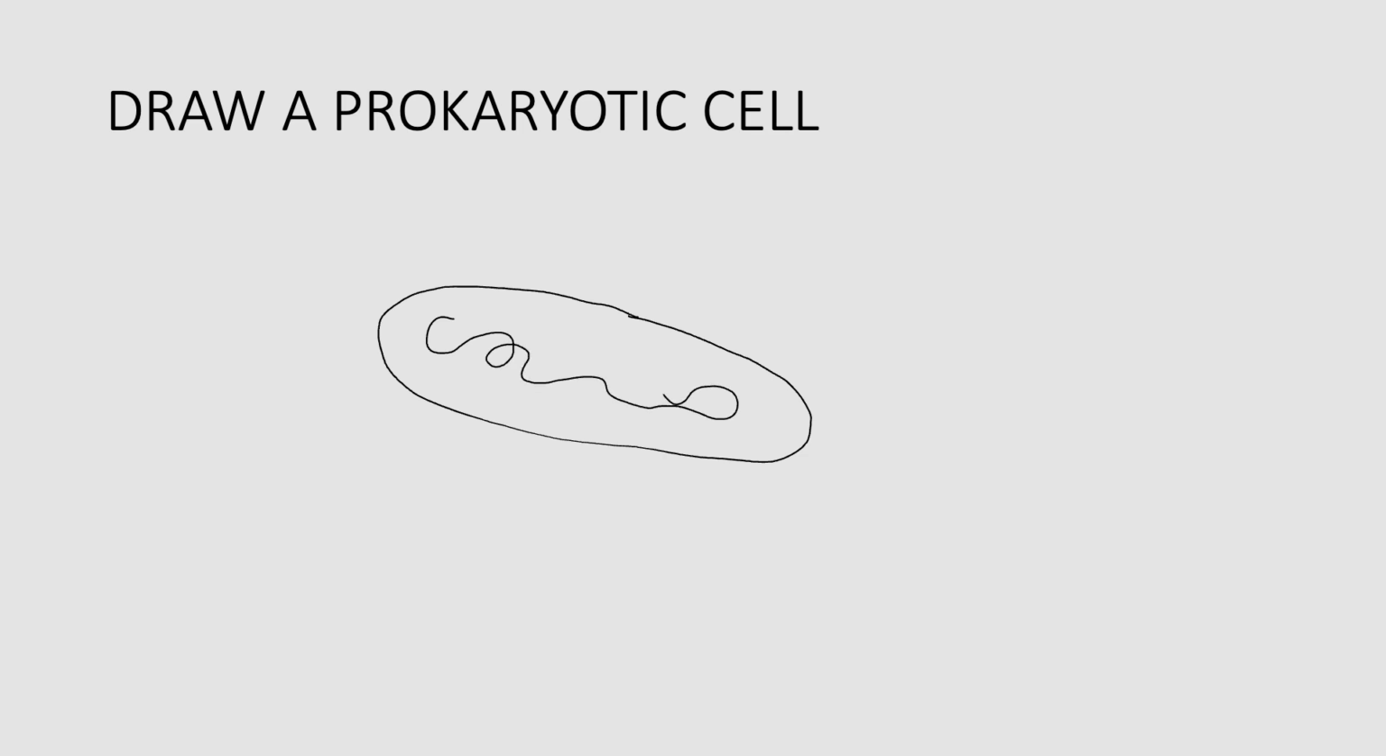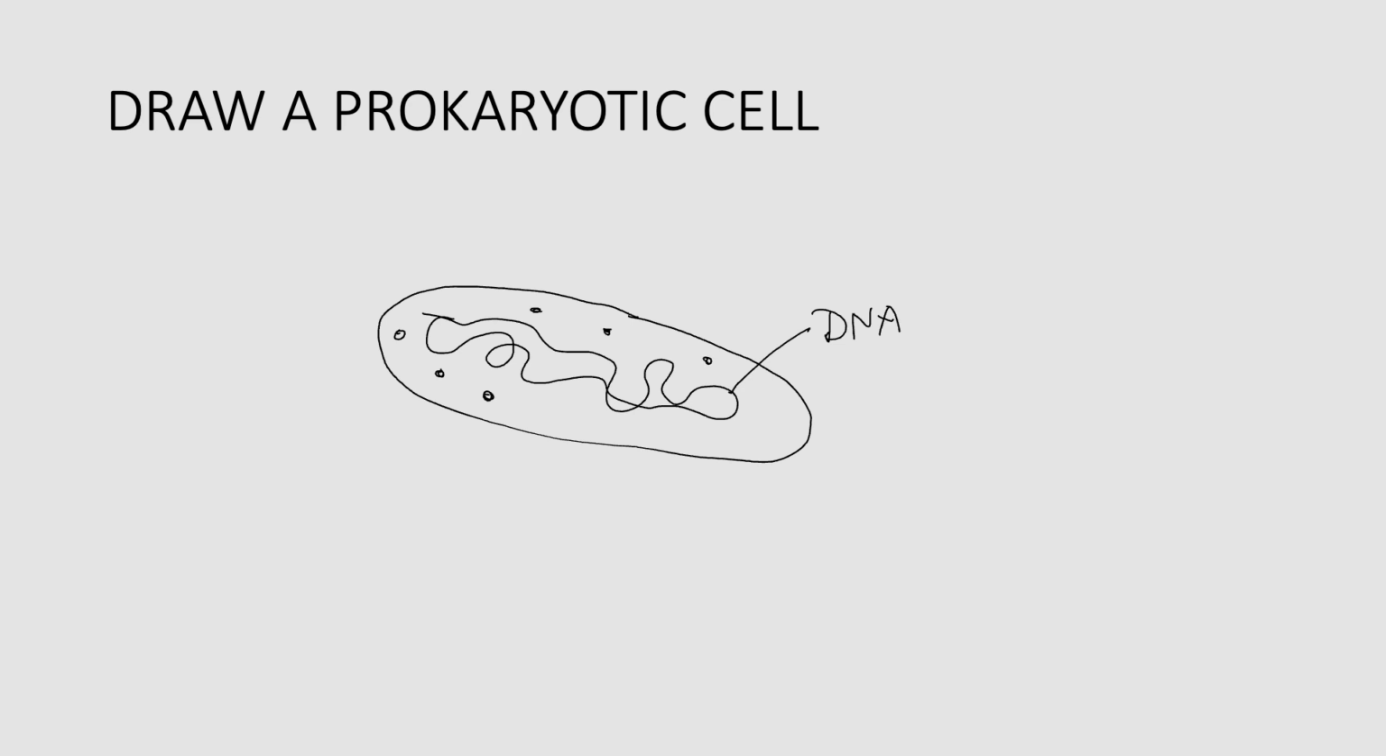So let's draw what a prokaryotic cell is going to look like. I usually start by drawing a pill-like structure, and that's our plasma membrane. And on the inside of that plasma membrane, we have a circular DNA. So this DNA is not maintained inside of any sort of cellular structure or membrane. This is the defining prokaryotic structure.